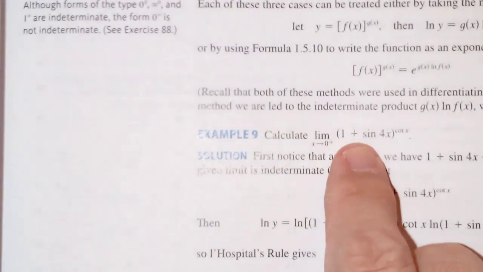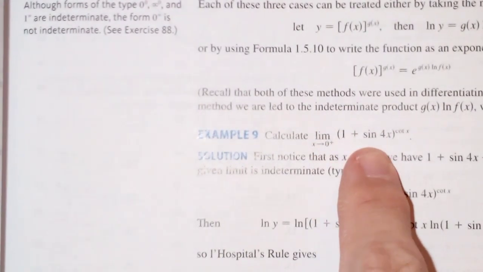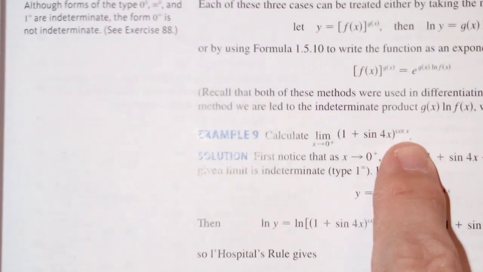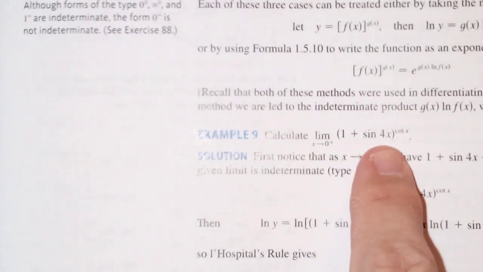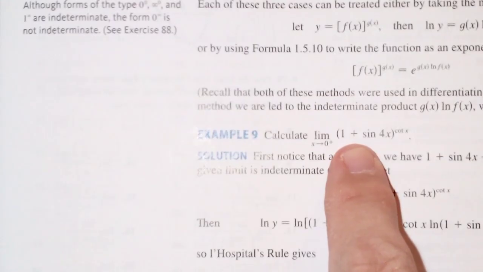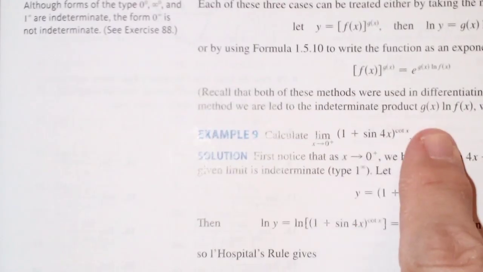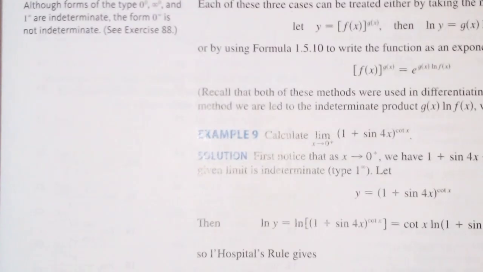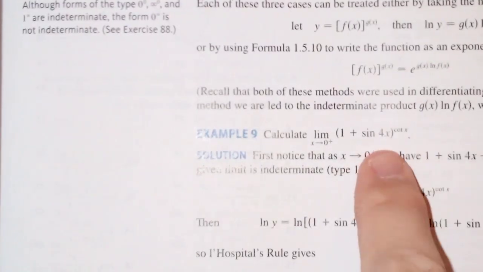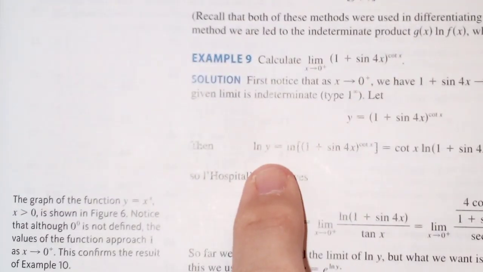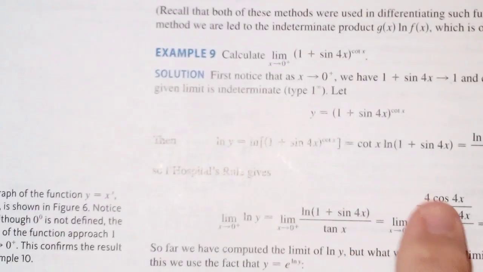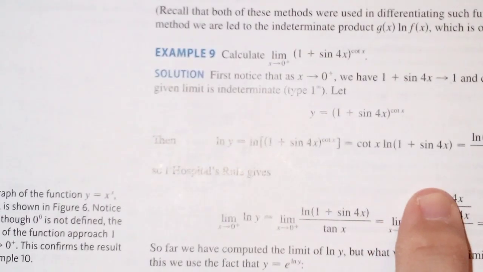That is gross as hell, isn't it? 1 plus sine of 4x raised to the cotangent of x as x goes to 0. Well, sine of 0 is 0, so this thing inside the parentheses is 1. But cotangent of 0 is undefined. That's where my asymptote is. That's an infinity. This is 1 to the infinitieth. If I do an ln first, then I get something I can do L'Hopital's rule on.